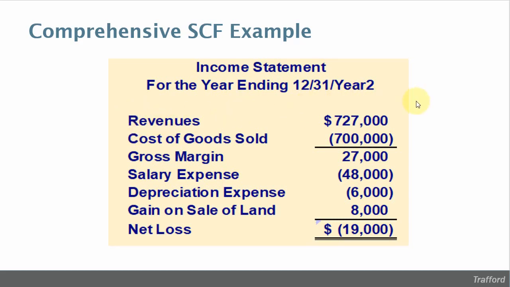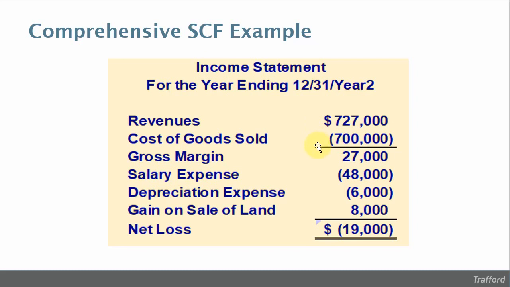Net income, computed under the accrual method of accounting, turns out to be a loss of $19,000, and you can see our various categories here. As I said in an earlier video, having an income statement really doesn't tell you very much about what cash flows would be. Joe's Place has $727,000 of revenues, but what we want to know for statement of cash flow purposes is how much cash did they actually collect from customers during year 2.